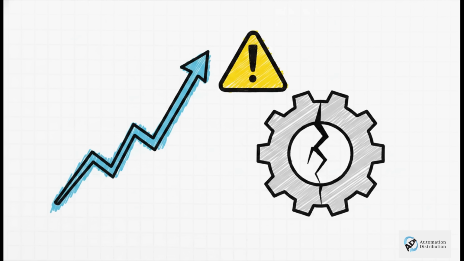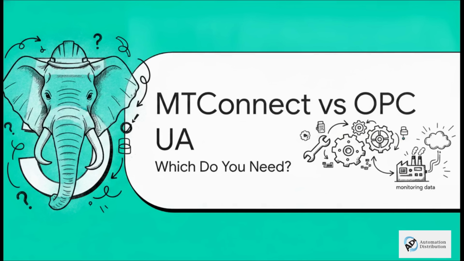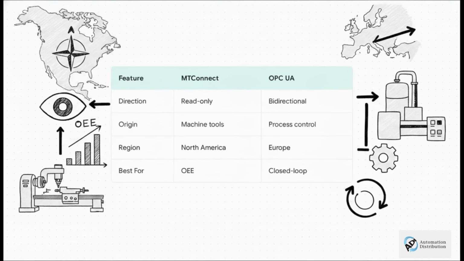Okay, let's transition to Section 5 and address the elephant in the room, MTConnect versus OPC UA. This is usually the biggest question integrators have, so let's impartially compare the two standards. MTConnect, as we just learned, is strictly read-only for monitoring. It originated in machine tools, is highly favored here in North America, and it's perfect for OEE and downtime monitoring.